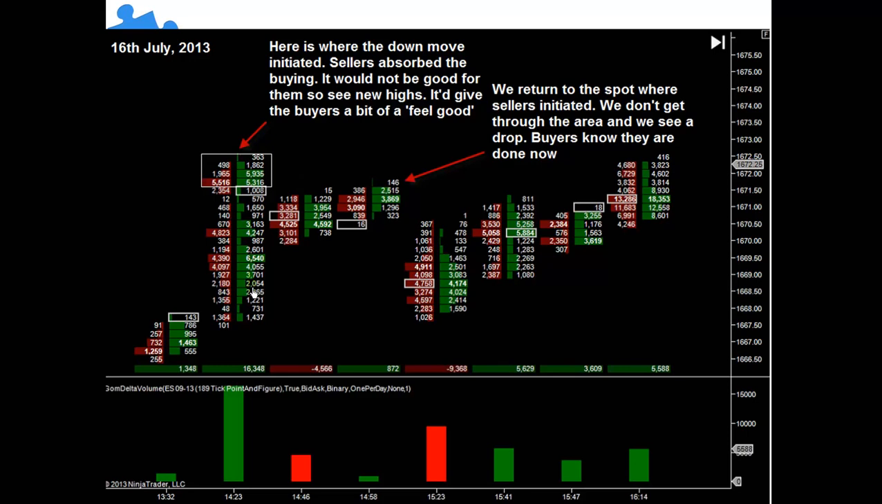I'm talking about the actual executions, so not what's in the book. With order flow, you can largely ignore what's in the book for probably 90% of the time. So I'm talking about what actually trades.